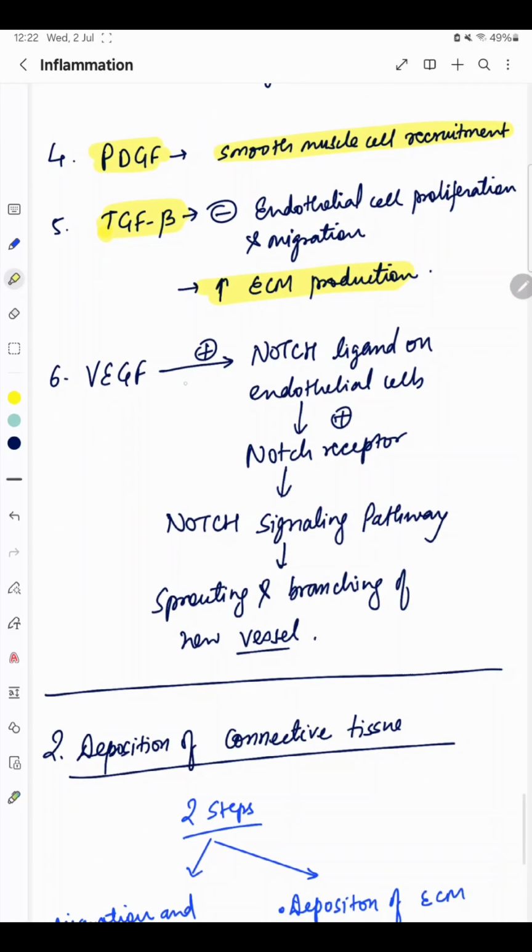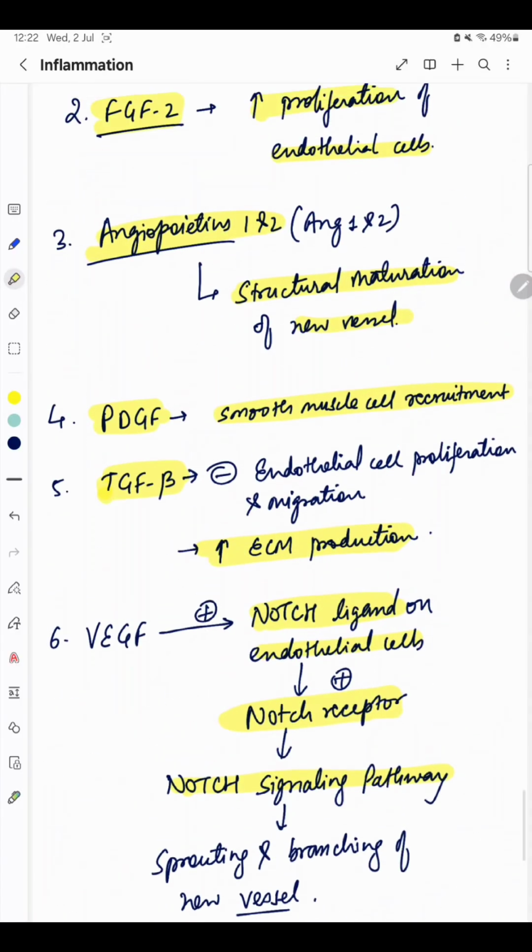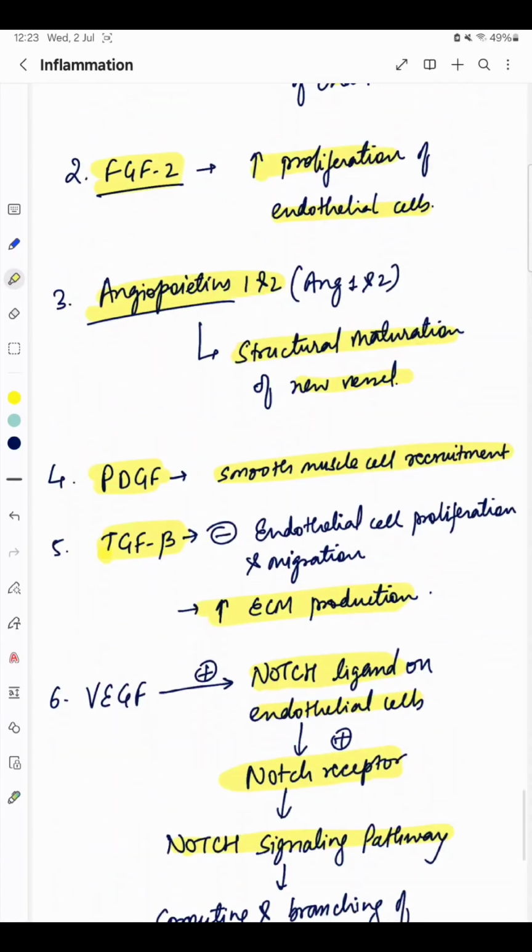VEGF stimulates the notch ligand on the endothelial cells, which further stimulates the notch receptor, and through the notch signaling pathway, sprouting and branching of the new vessel occur. So these are the various mediators and their role in angiogenesis.